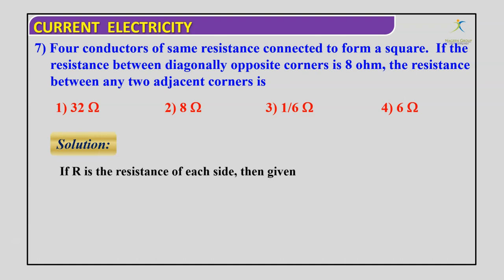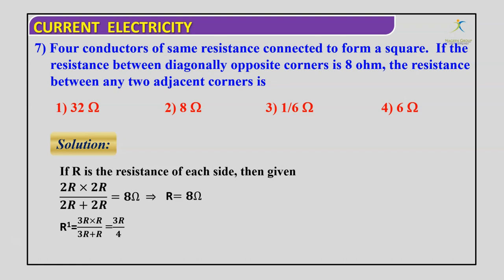Let us move with the solution part. So, if capital R is the resistance of each side, then we have 2R into 2R by 2R plus 2R. This is a parallel combination. So, 8 ohm is given, so R is equal to 8 ohm. Hence, for the adjacent corners, R parallel for the first combination is 3R by 4. So, R prime will be 6 ohm if we put the value of R over there. Hence, the correct option is option 4.